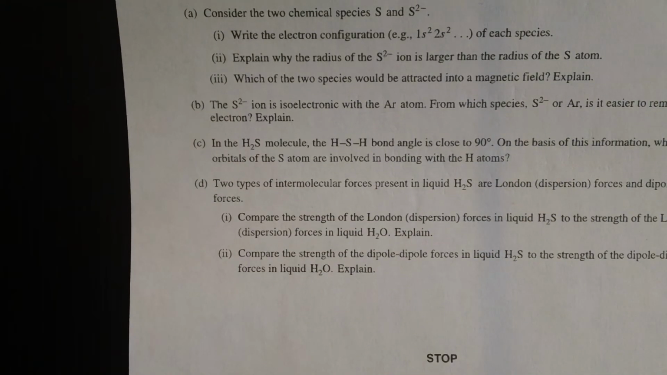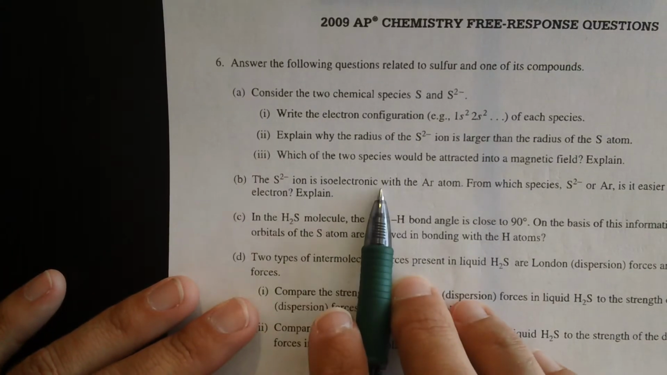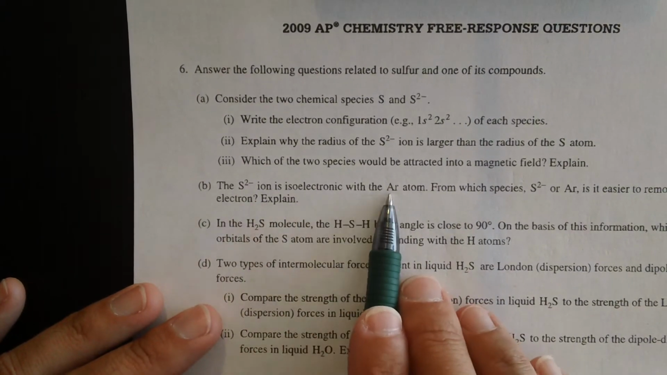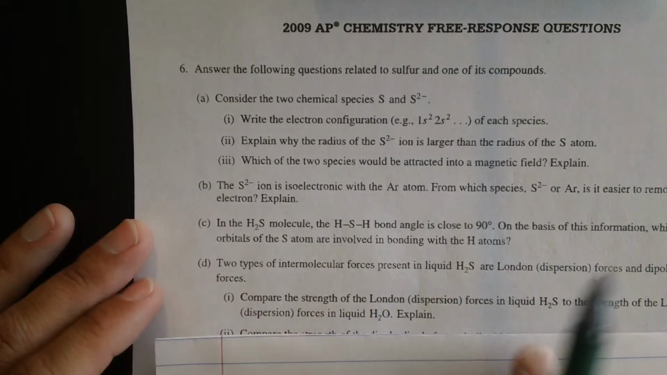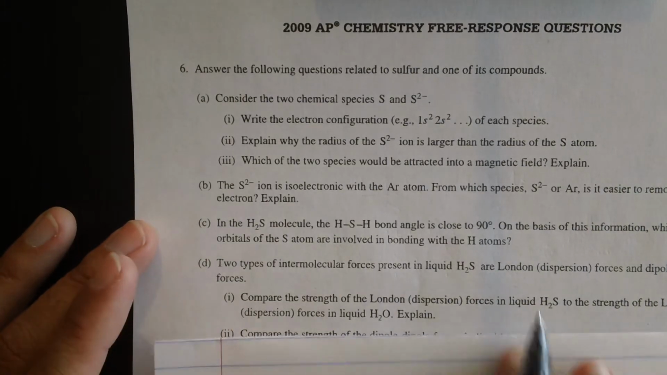Then we get to part B, and part B talks isoelectronic. Isoelectronic means they have the same number of electrons. So it says sulfide ion here is isoelectronic with argon. From which species is it easier to remove an electron? They're talking about ionization energy, how much energy is required to remove an electron.